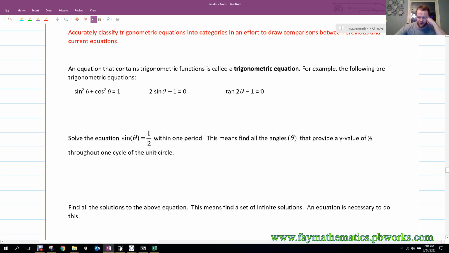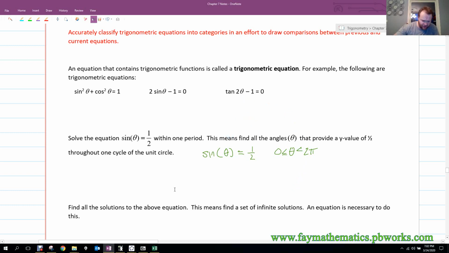So we don't have to do any preliminary algebra or anything like that to isolate the trig function. But essentially, what we're asking here is: find the value of theta that when you plug it into the sine function, it's going to spit back a 1/2. If you read through this, it says throughout one cycle of the unit circle. So that means our theta is going to fall between 0 degrees or 0 radians and 360 degrees or 2 pi radians. I'm just going to work in radians for now.